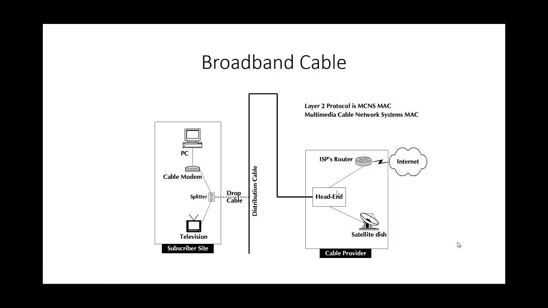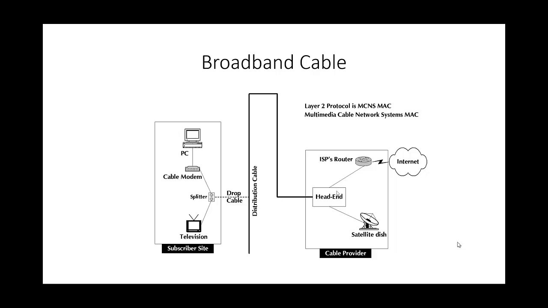Broadband cable. Cable TV providers use broadband technology to deliver multiple TV channels to the subscribers. If they provide data access as well, 2 channels are used for data. One for downstream data from the cable provider to the subscribers, and one for upstream data from the subscribers to the provider. Downstream speeds can be up to 40 megabits per second.